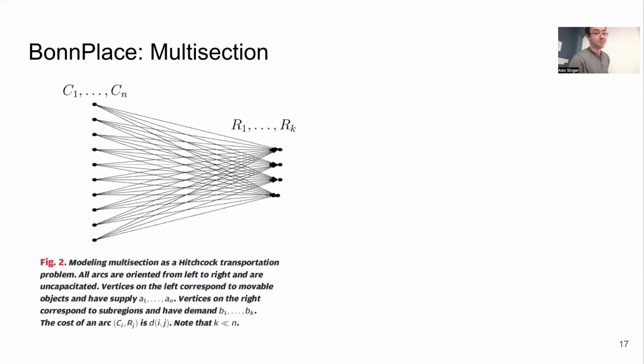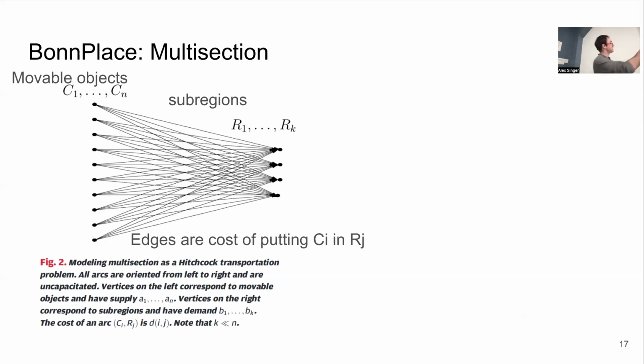So how do we do multisection? We use the Hitchcock problem, the Hitchcock transportation problem. They show in their paper that they can actually solve this efficiently, but just how to read this. On the left, we have all of our movable objects. And on the right, we have all of our subregions that we want to create. And the edges connecting them are the cost of putting Ci into Rj. They do not explain much about what this cost actually means, but the fact that they use Dij to represent their cost, I assume it's the distance that the object's going to have to move to get in there.